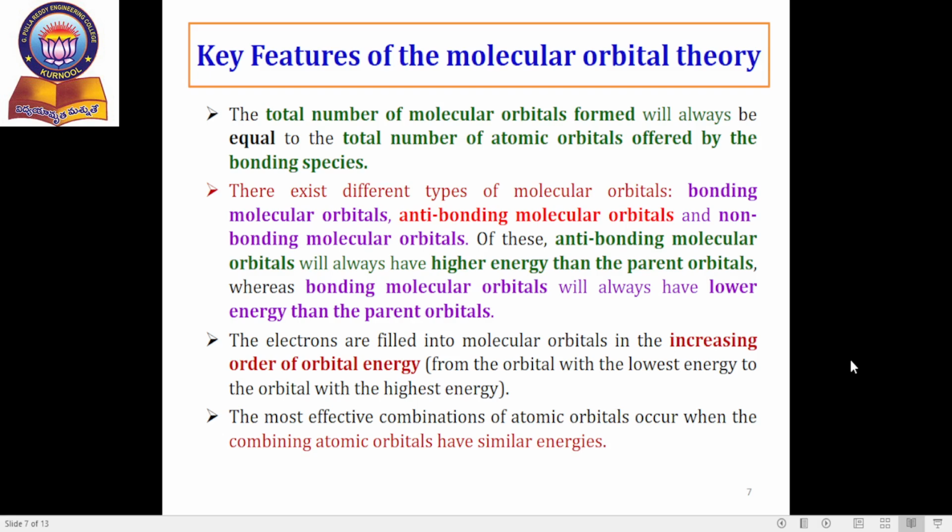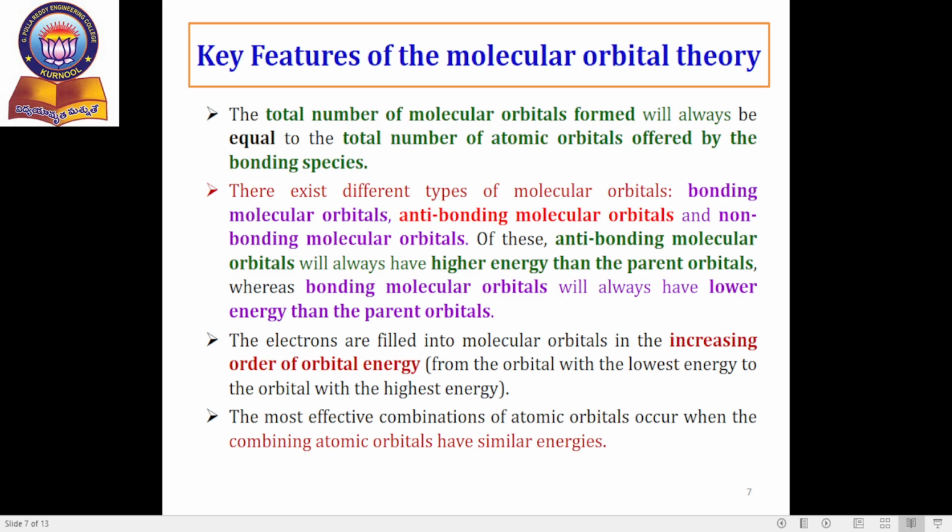Key features of the molecular orbital theory. The total number of molecular orbitals formed will always be equal to the total number of atomic orbitals offered by the bonding species. There exist different types of molecular orbitals: bonding molecular orbitals, anti-bonding molecular orbitals, and non-bonding molecular orbitals. Of these, anti-bonding molecular orbitals will always have higher energy than the parent orbitals, whereas bonding molecular orbitals will always have lower energy than the parent orbitals.